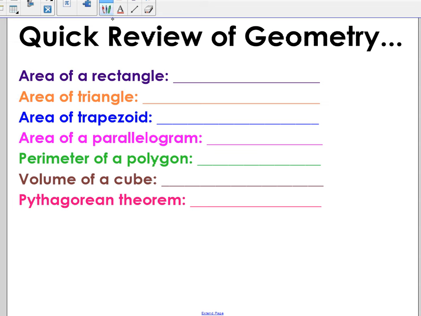All right, so these are the area formulas that you guys need to know. You should have most of them committed to memory already, but if you don't, make sure that you make it a point to do so. We're going to use them all year.